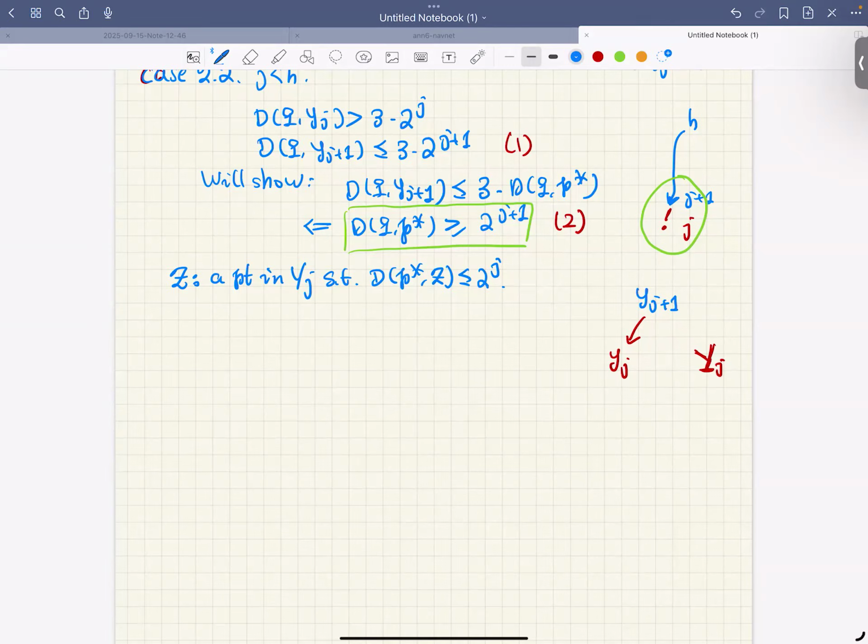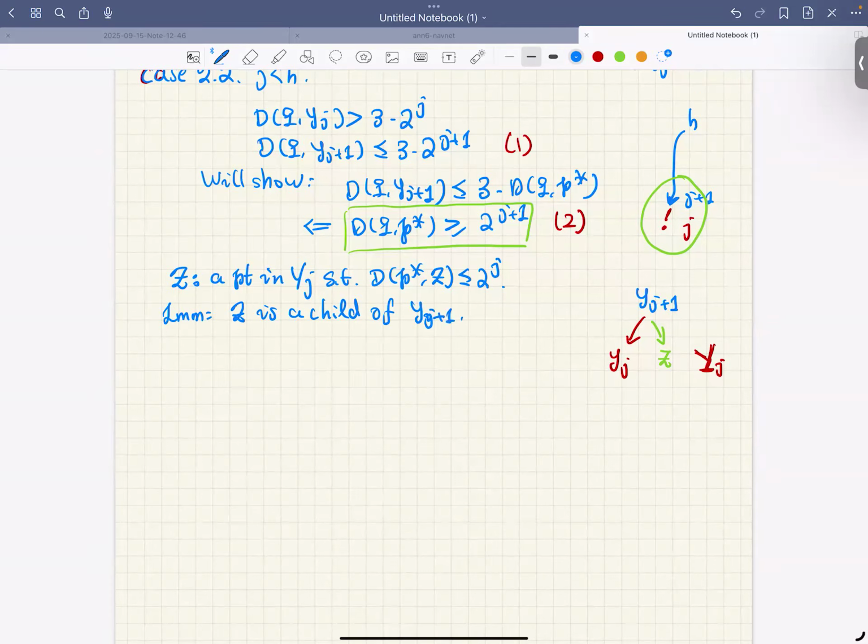All right, so I'm going to argue, you know what I'm going to argue? I will argue that z must be a child of y_{j+1}. This green part is something we don't have yet, but this is something I will argue. All right, so let's prove that z is a child of y_{j+1}.